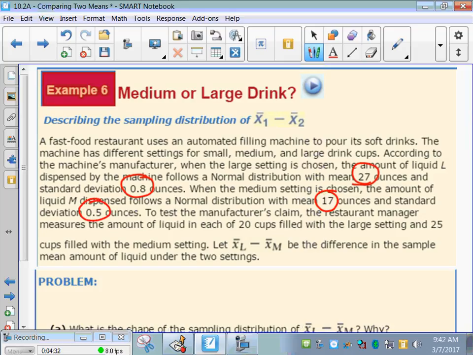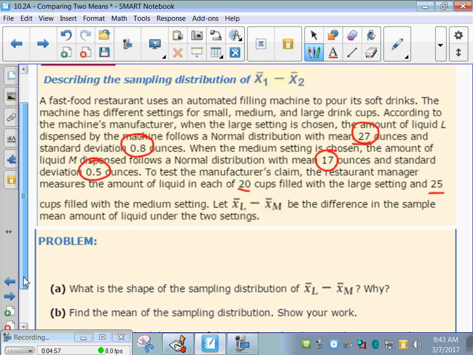To test the manufacturer's claim, the restaurant manager measures the amount of liquid in each of 20 cups filled with the large setting, and then 25 cups filled with the medium setting, and we're going to find the difference of our sample large mean minus sample medium mean, and then we're going to find the difference in the mean amount of liquid.